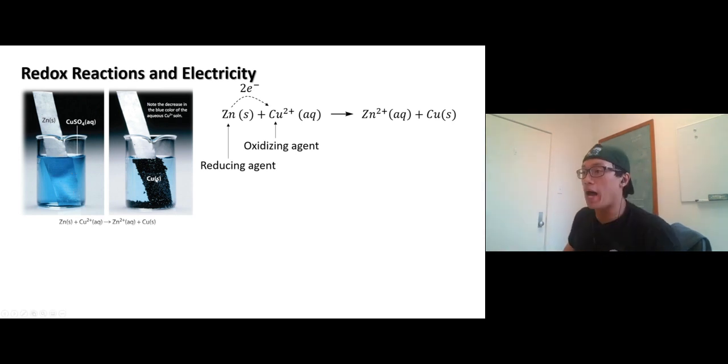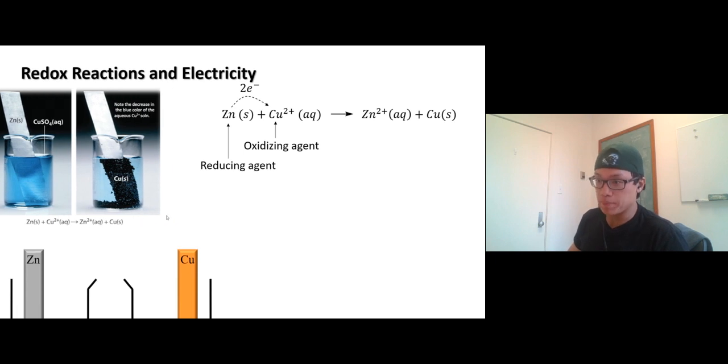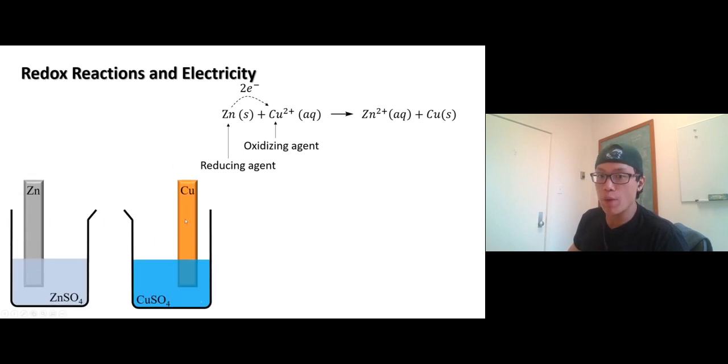To make use of this system, this is what we do. We separate the two systems, the zinc and the copper. We separate the oxidizing agent and the reducing agent. The oxidizing agent is copper 2, and the reducing agent is zinc. Basically we just separate them, and we connect them with a metal wire and allow the electrons to transfer. So electrons will transfer like that.